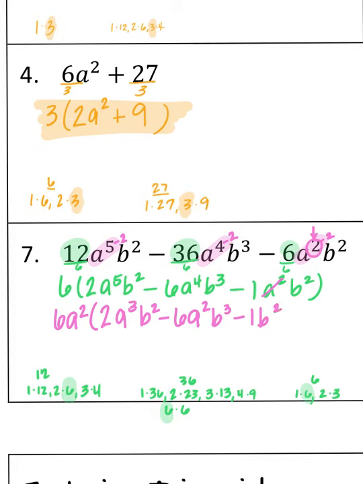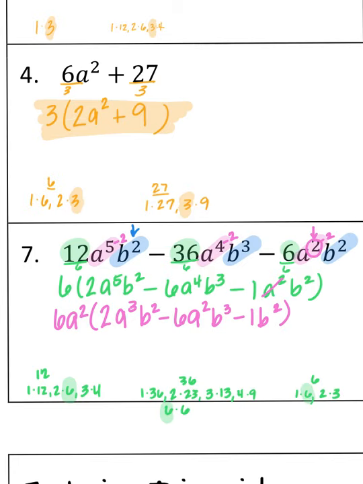I'm just going to bring my b to the 2nd down. Okay. Now I'm going to my b's. I have b to the 2nd, b to the 3rd, b to the 2nd. The greatest number I can take out of each of these b terms is b to the 2nd. I can't take out b to the 3rd because this term doesn't have 3 b's to take out. So I can only take out 2 b's.